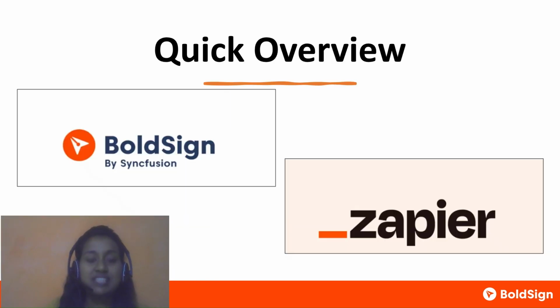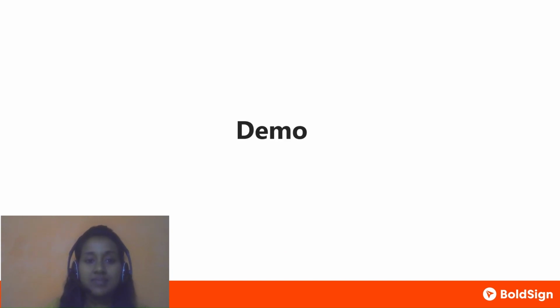BoldSign is an e-signature solution designed to help you send, sign, and manage legally binding contracts securely and efficiently. Zapier, on the other hand, is a no-code automation tool that connects multiple applications to create automated workflows. By combining BoldSign and Zapier, you can automate your contract signing processes, saving time and reducing manual effort. Now let's jump into the demo session for the day.